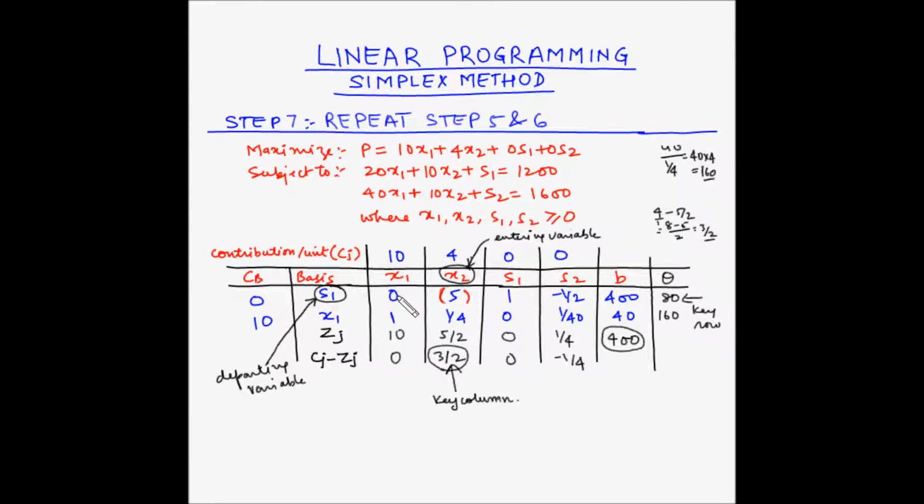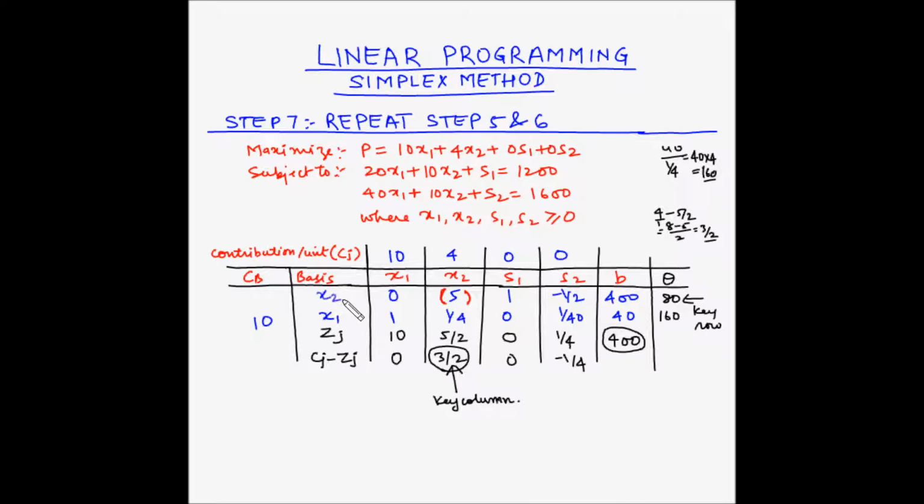So in our case 5 is the key element, so we'll enclose this in parenthesis to indicate the key element. So now that we have identified the entering variable and the departing variable, we need to create a revised simplex table providing an improved solution. So the first step is that the incoming variable now replaces the departing variable, and the coefficient of the incoming variable in the objective function is entered in the CB column. So let's do that. So in the basis column, now we place x2, and the coefficient of x2 in the objective function is 4. So 4 comes in the CB column.